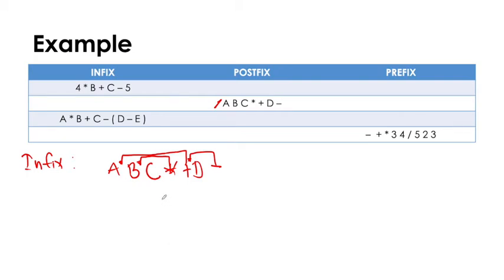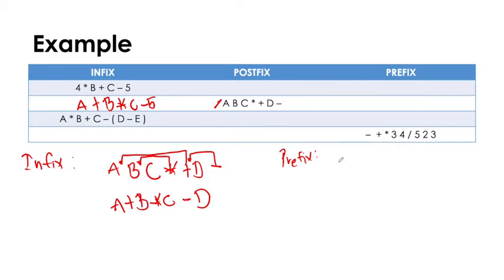So it will look like A plus B times C, and then minus D. So that's how it looks like. Alright? And then from here, to solve the prefix, what I do is I just use this one, the infix, to solve the prefix. Again, after solving the infix, I use it to solve the prefix.